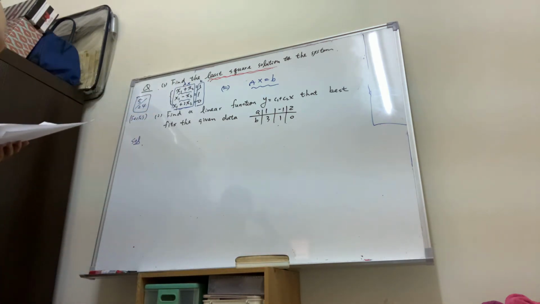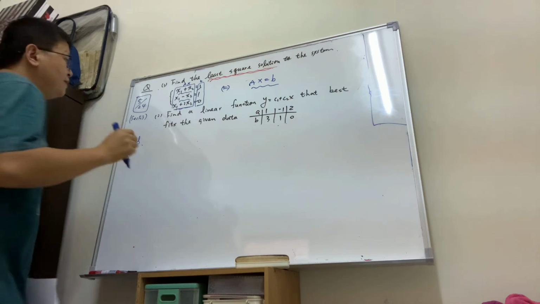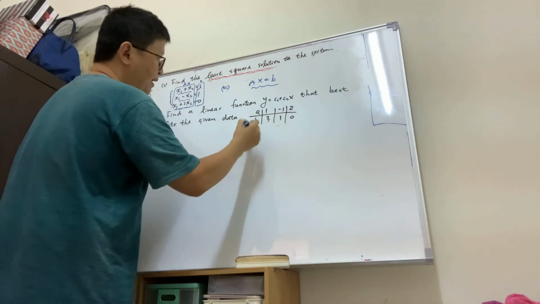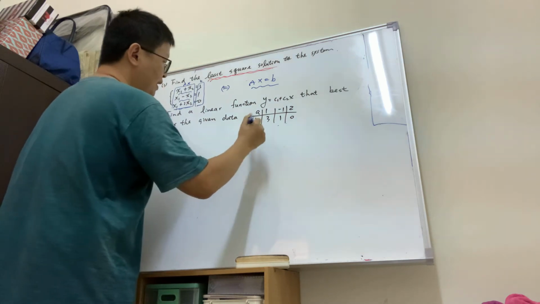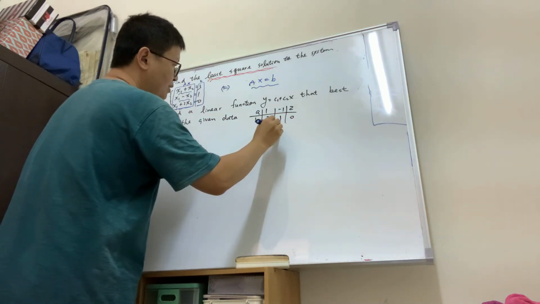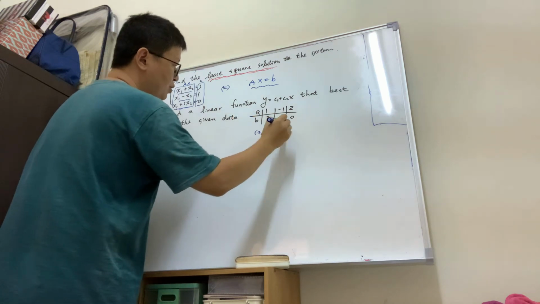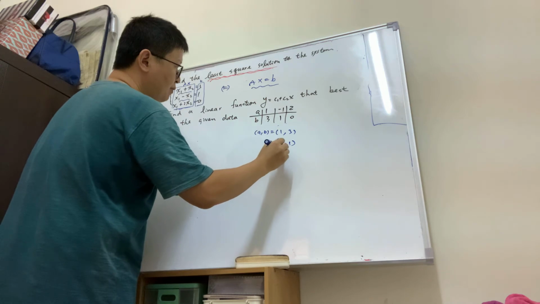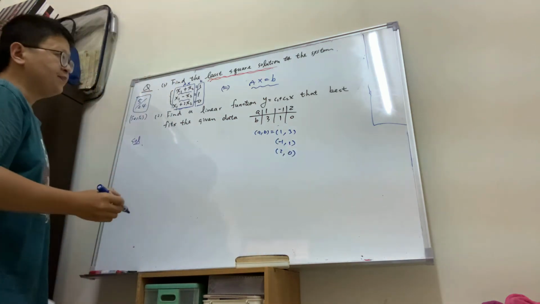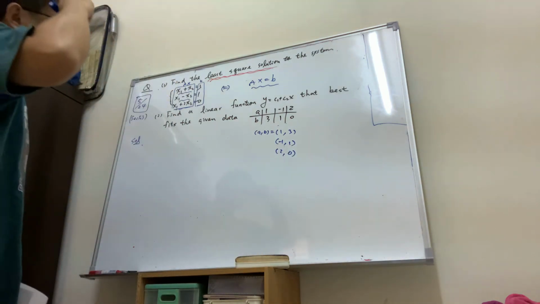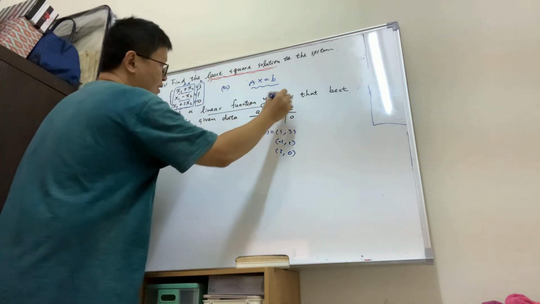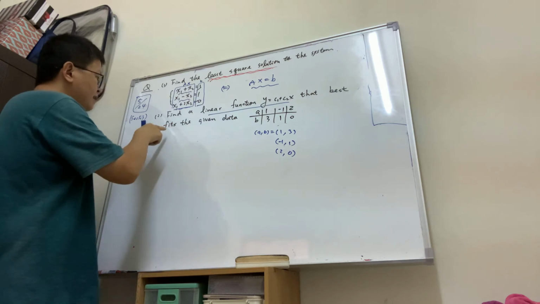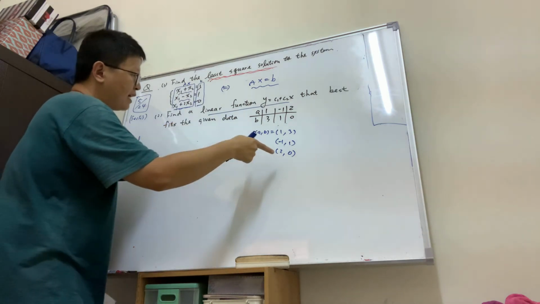Okay, so for the second question, we have given data, pairs A, B. When A equals 1, B equals 3. When A equals negative 1, B equals 1. When A equals 2, B equals 0. And we want to find a straight line, a linear function, that best fits the given data.